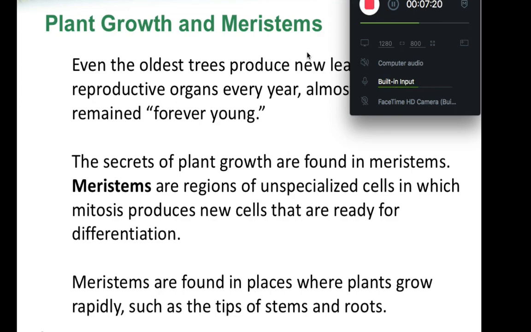The meristem itself is a region of unspecialized cells. Same as I said before, they're ready for differentiation. So these are going to be found in places that are going to have rapid growth. Now, where are you going to see that rapid growth? It's going to be at the tip of the stems and the roots. Quick reminder, if I were to carve my name on a tree 5 feet from the ground and I came back 20 years later, my name should still be carved on the tree 5 feet from the ground. The stem of any plant is going to grow upwards, not from the bottom up, but from the top up.